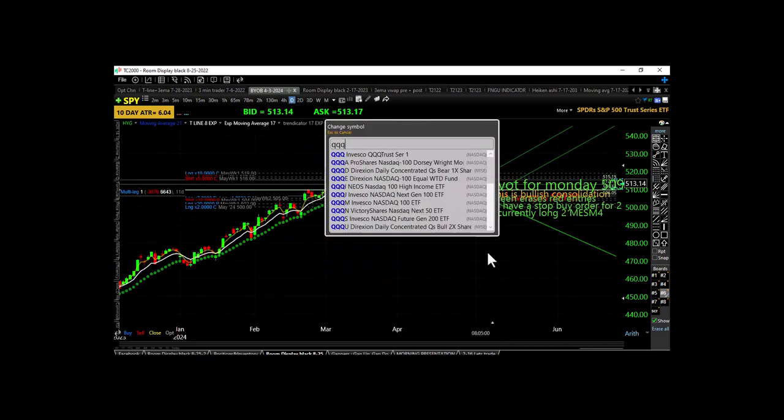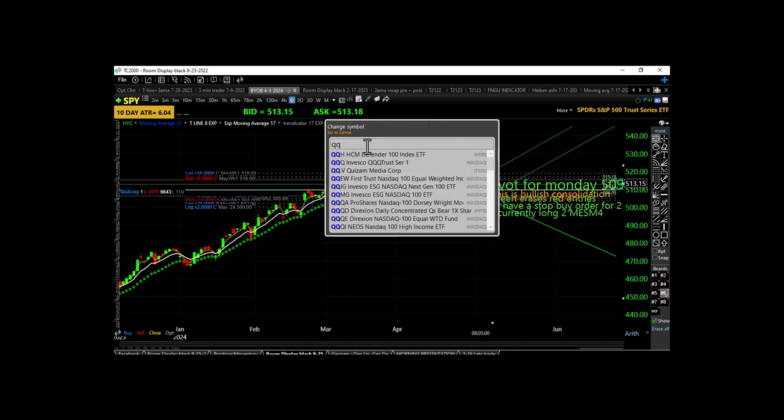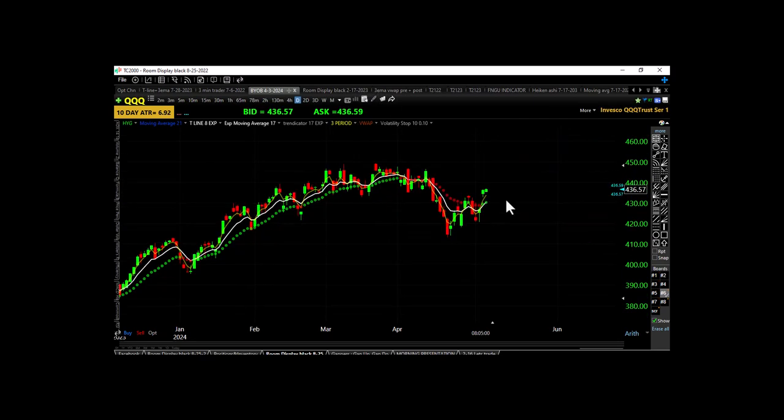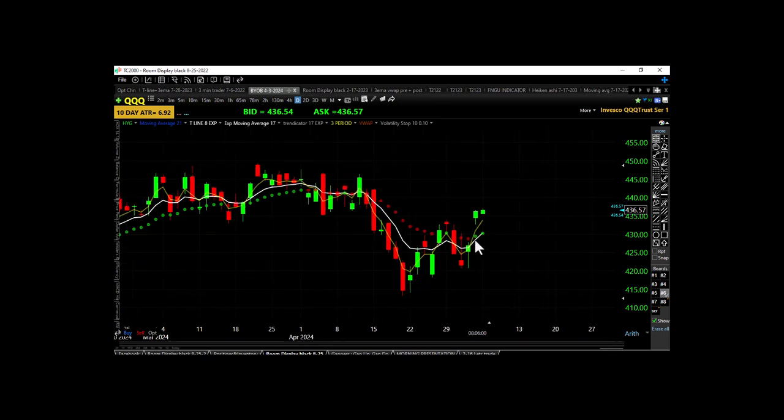Take a look at QQQ. One too many Qs there. Missing a Q. There we go. All right, so we got higher lows and higher highs on QQQ. Yesterday's price action, pretty much a copy of SPY. Gapped up, higher low, higher high, closing over a bullish trap, trying to get that 17 EMA to hook. All right, closing over the 17 EMA.